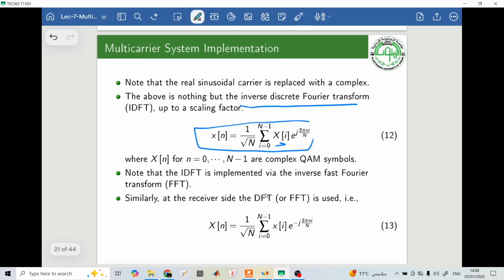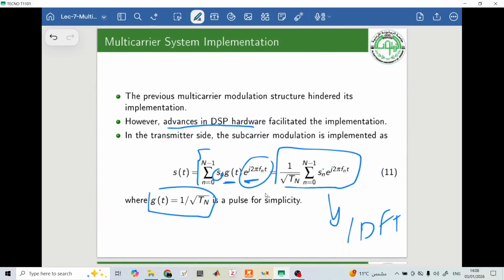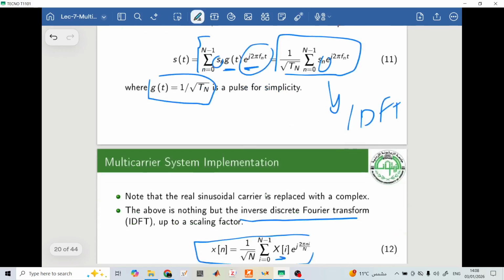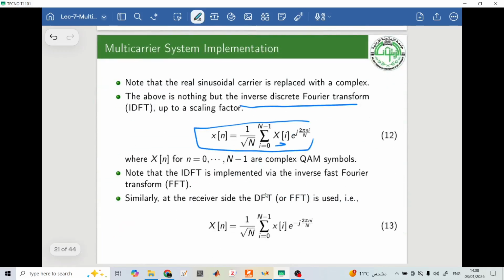So of course here the Xi's are the Sn's, which are the complex QAM symbols. Recall that we can represent the QPSK and the QAM symbols with a complex value. So the real part is the in-phase component, and the imaginary part is the quadrature component, right? Similarly, at the receiver, we use the DFT. Of course, the way that we implement DFT is using the fast Fourier transform, and IDFT is the inverse fast Fourier transform.